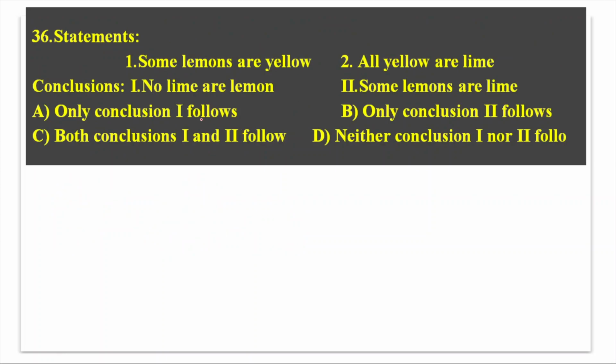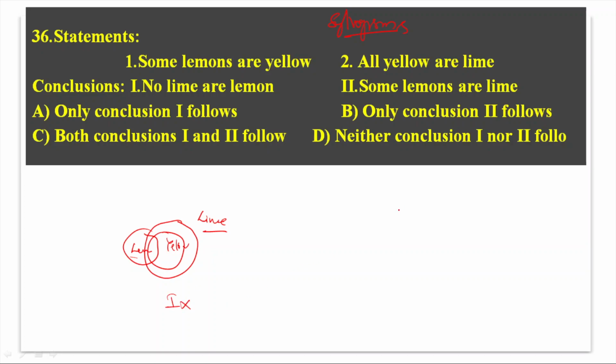Okay, this will be the next question which comes under syllogisms topic. So what is given the first statement? Some lemons are yellow. Next, all yellow are lime. So all yellow are lime. So this was the arrangement for this one. What you ask in the question? No lime or lemon. So we need to check whether there is a relation between lime and lemon or not. So there must be a relation between lime and lemon. So the first conclusion is an invalid one.